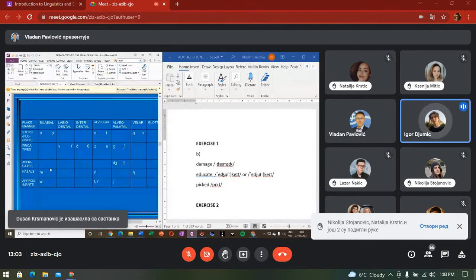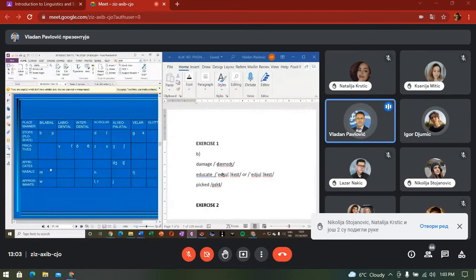Perhaps of approximants. No, most definitely not approximants. So I'll help out, and it's okay. So practically affricates are combinations of the first two, namely of stops or plosives and of fricatives, and they're called affricates. So once again, they're combinations of stops or plosives and fricatives.